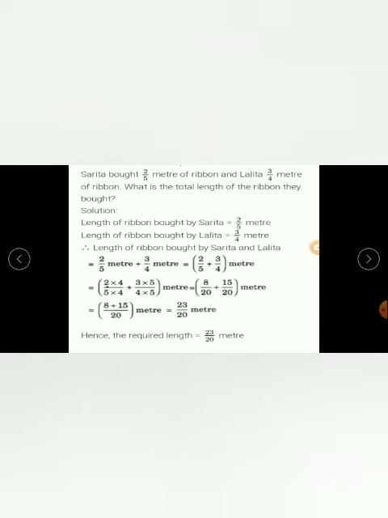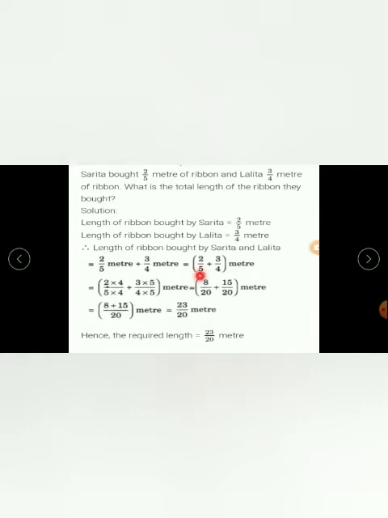So let us see what all things are given. Length of ribbon bought by Zarida is 2 by 5 meter. And length of ribbon bought by Lilida is 3 by 4 meter. Now what is the length of the ribbon bought by Zarida and Lilida? We are adding 2 by 5 and 3 by 4. Since they are unlike fractions, we cannot add it directly. So what we have to do? We need to convert it into like fractions. For converting to like fractions, we are finding the LCM.